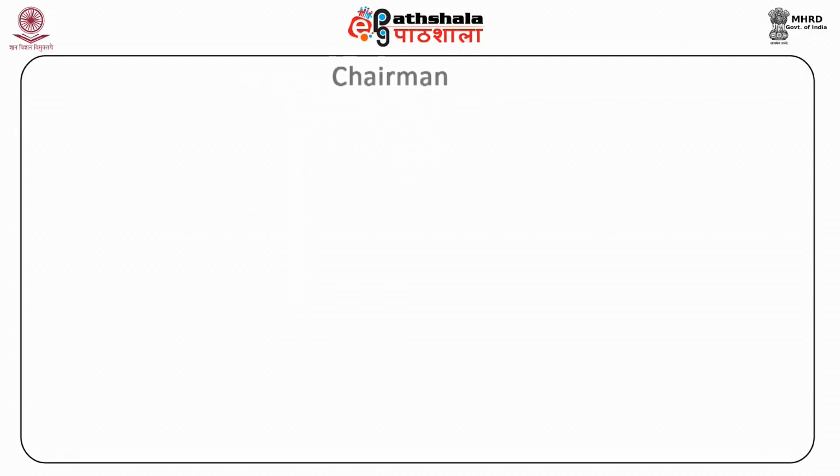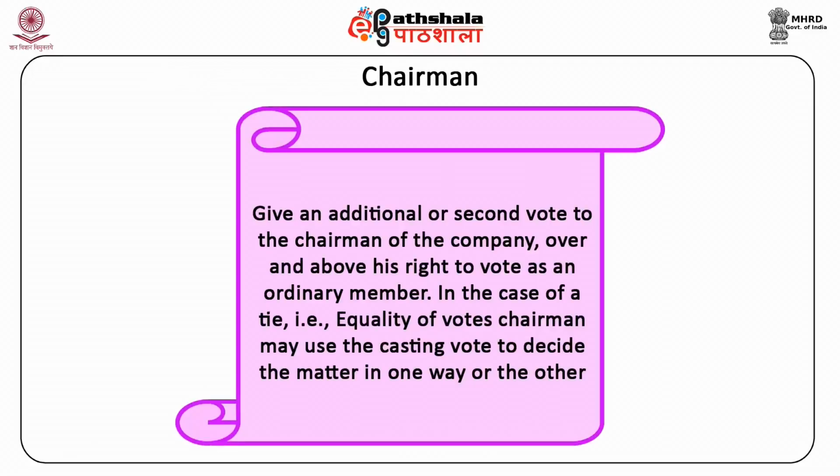Casting vote. Articles of association may give an additional or second vote to the chairman of the company, over and above his right to vote as an ordinary member. In the case of a tie, that is, equality of votes, the chairman may use the casting vote to decide the matter in one way or the other.